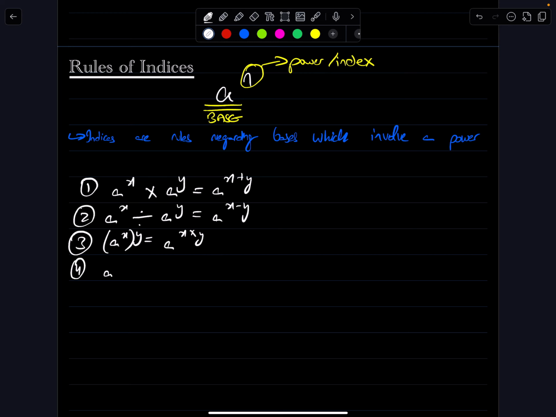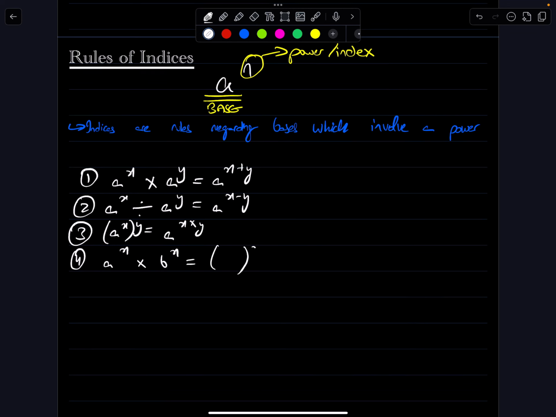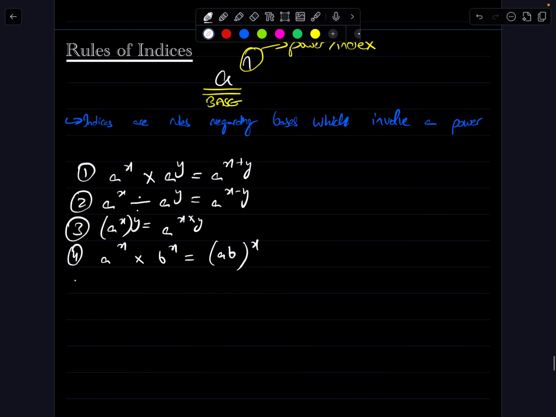And then rule number 4. What if the powers are the same but the bases are not? In such a case, we take the power common and multiply the bases. These rules would eventually become embedded in you, if not yet. And then, what if the powers are the same, the bases are different, and there is a division sign in between? Then we will again take the power common and divide the bases.